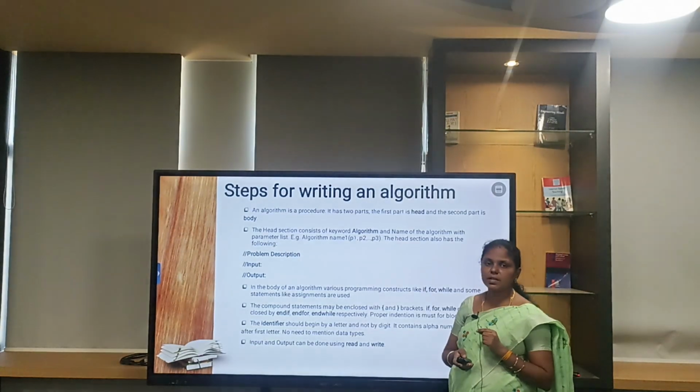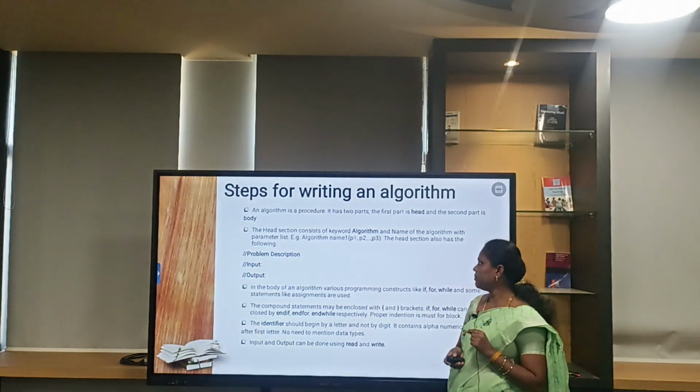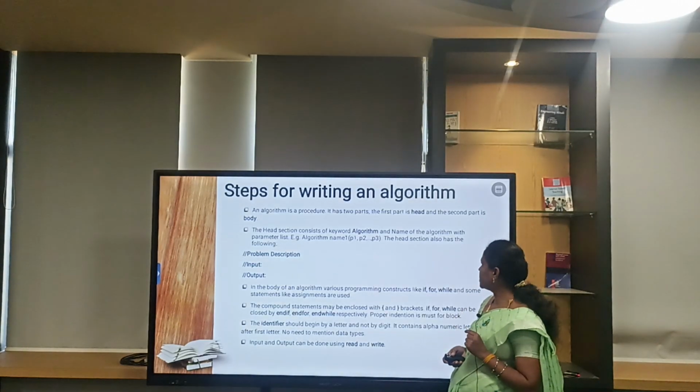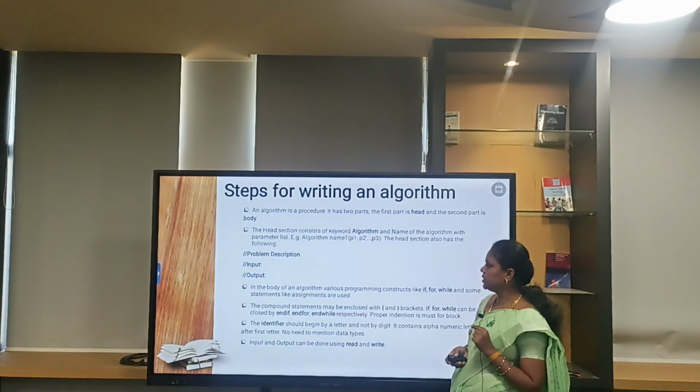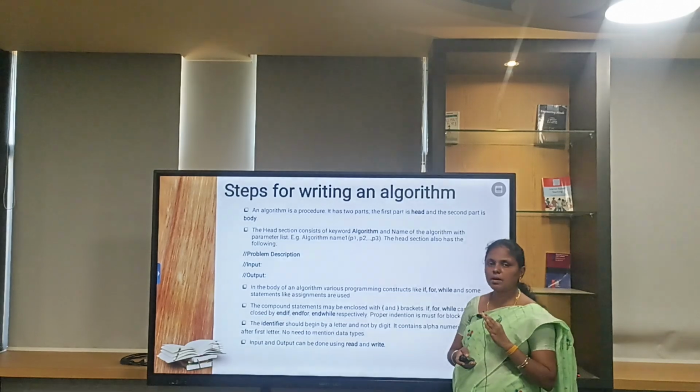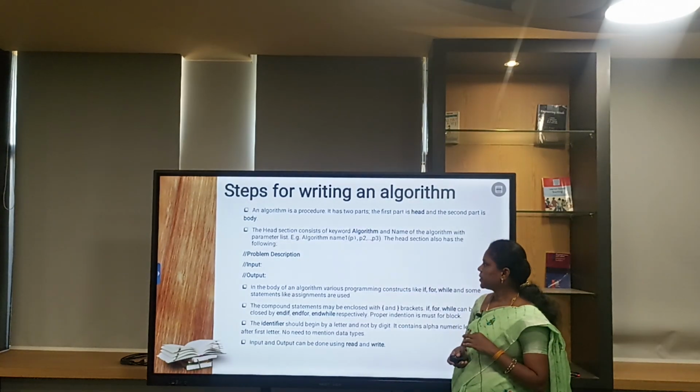Name is nothing but the name of an algorithm, and P1, P2 up to Pn is called the parameter list. The head section also has the following: the problem description, input and output. So these 3 things are represented in the head part.